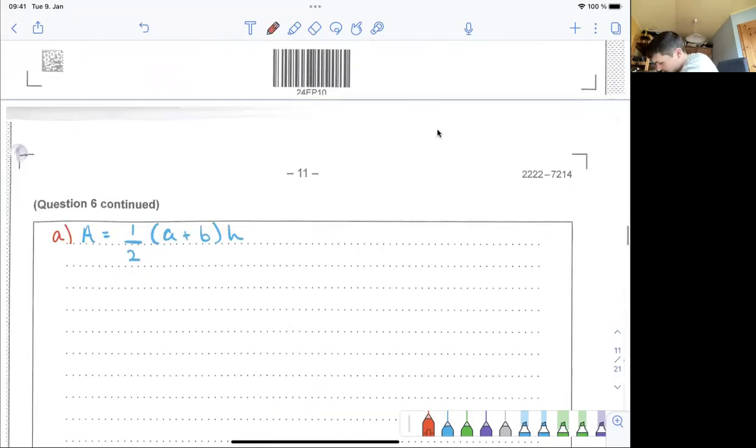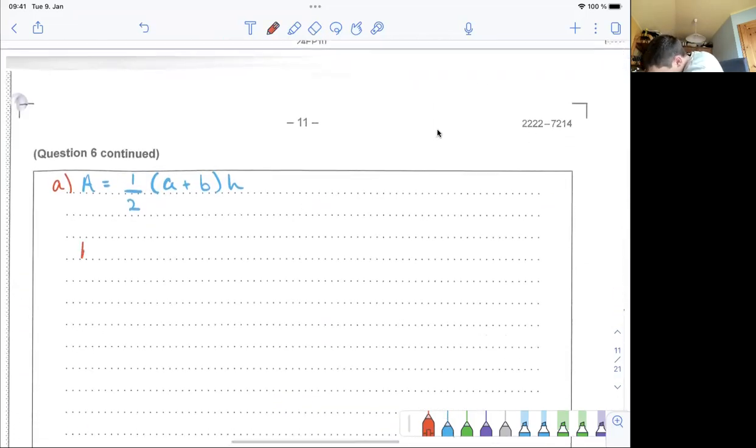All right, so let's plug this into our formula. In fact, let's even say up here: a is equal to 7, b is equal to 4, and h is equal to 3.